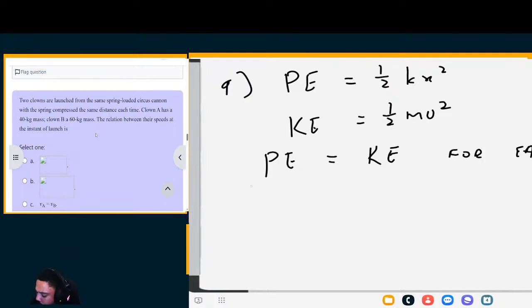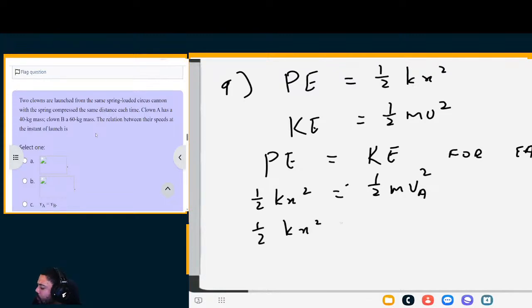We will have that a half kx squared, the potential energy, is equal to a half m_A v_A squared for clown A, and the same thing for clown B, a half kx squared equal to a half m_B v_B squared. That is because we've equated the potential energy to the kinetic energy for each clown. Let's call the masses of clown A and clown B m_A and m_B. So now we have this formula.